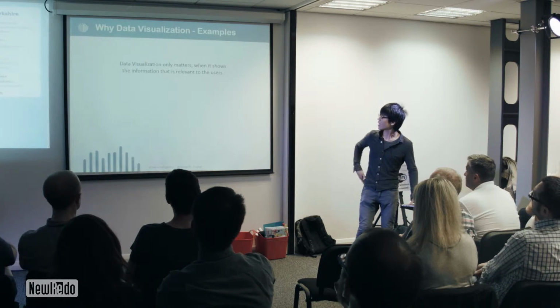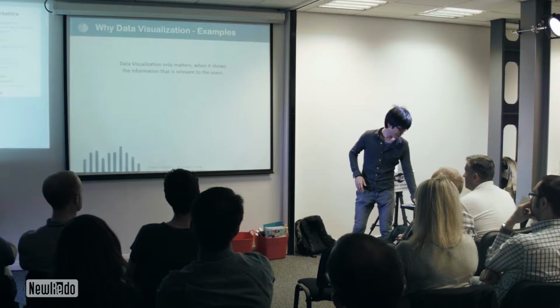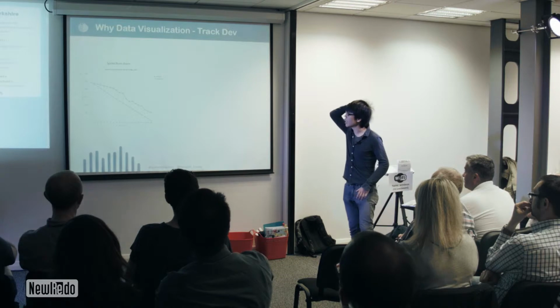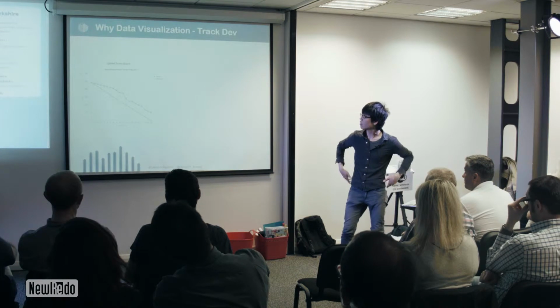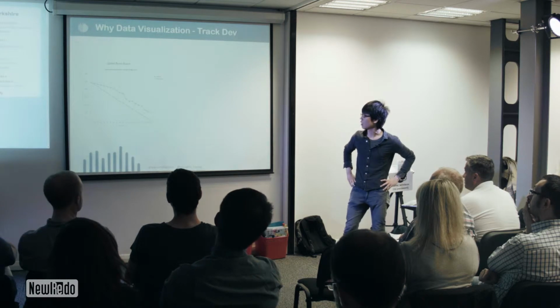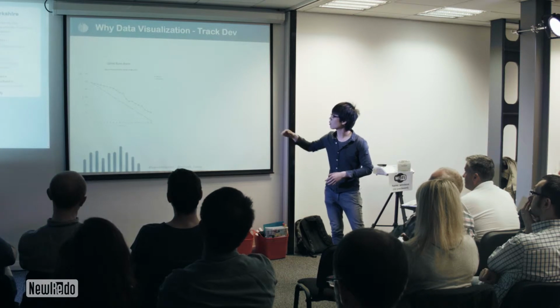So data visualization only matters when it shows the information that is relevant to the users. So what do we care about in here then? Okay, we care about software development. Right. So in our company, we've got this chart in our system. So that's the sprint burn down. So when we do software development, we've got 20 days. That's on the x-axis for each development cycle. So we call that a sprint in our company. Okay. So then we've got 250 points. That's a particular sprint. We say we need to finish those 250 points in this particular sprint.